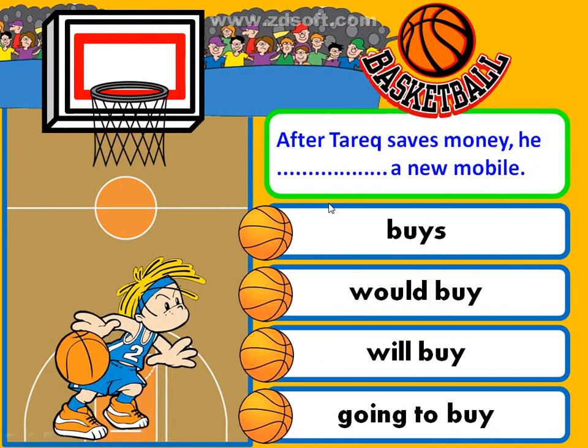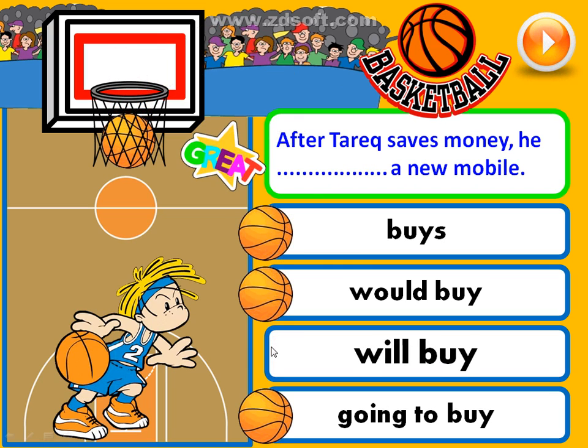After Tariq saves money, a new mobile. Here we have after. After is a dependent time clause. Here, after Tariq saves money, it's a dependent time clause, so the second sentence should be in the future as well, or be going to. Here we have going to buy, but where is the verb to be? So it is not correct here, because there is no verb to be here. So the correct answer is will buy. Yes, well done. Great job, my dear. Will buy a new mobile phone. Well done.